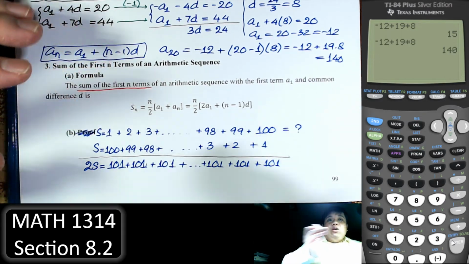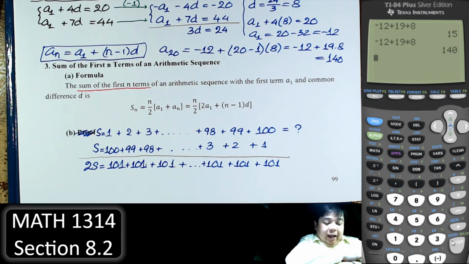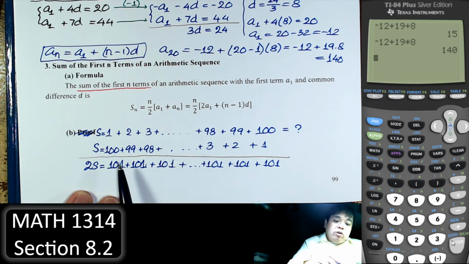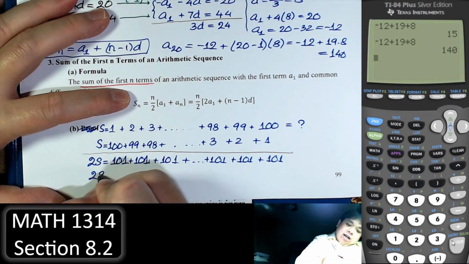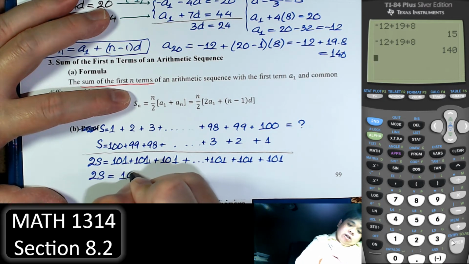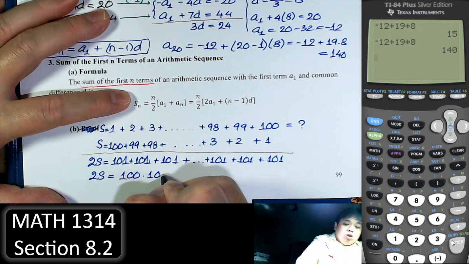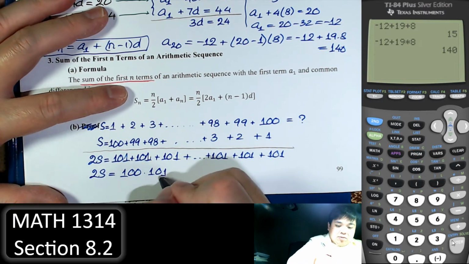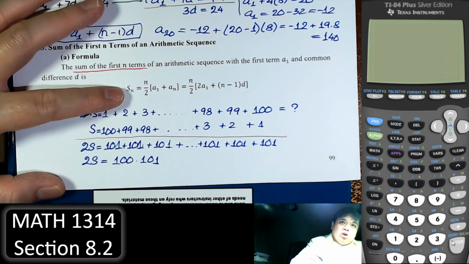We just keep adding all of them. And since we have from 1 to 100, we have 100 of this 101. So we have 2 times s is equal to 100 times 101. I'm not going to multiply it out. I'm just going to keep it like that. And then divide by 2 on both sides.